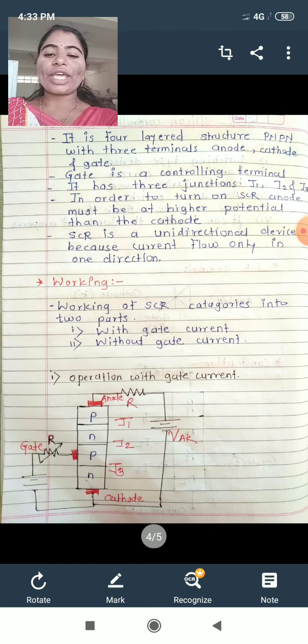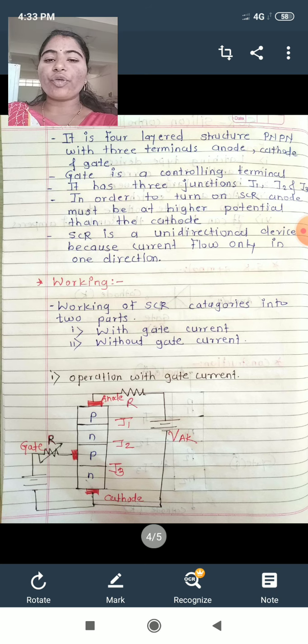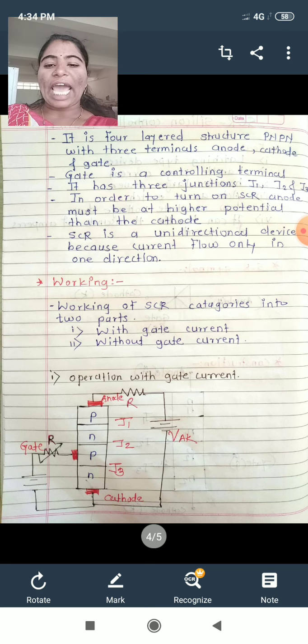In other words, we can say that the anode should be at higher potential than the cathode, and the gate terminal is also connected to the positive of the battery, and the cathode is connected to the negative of the battery. This is the first diagram for the operation with gate current. Now see what happens when gate current is applied and voltage between anode and cathode is applied. As the anode voltage is positive with respect to the cathode, junction J1 and junction J3 are in forward bias.